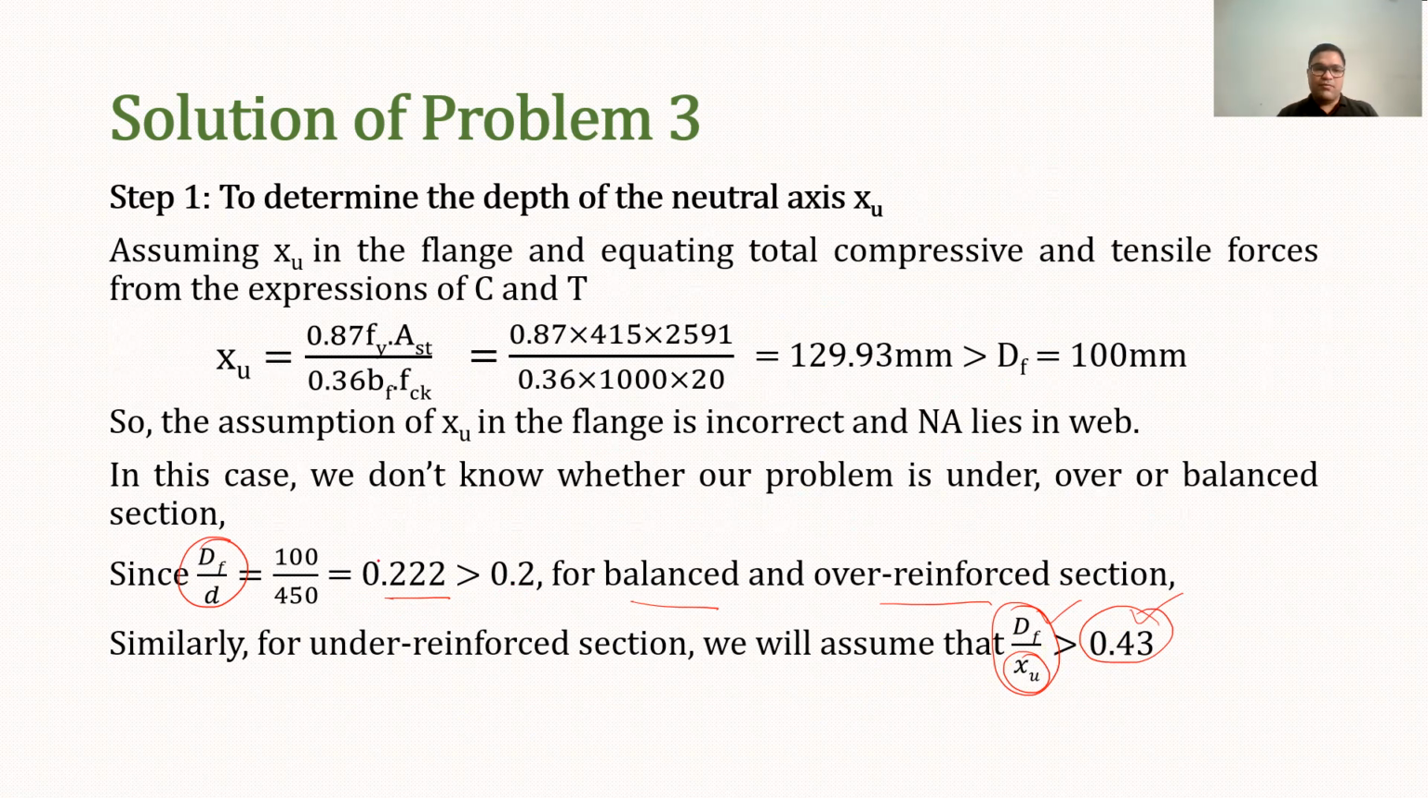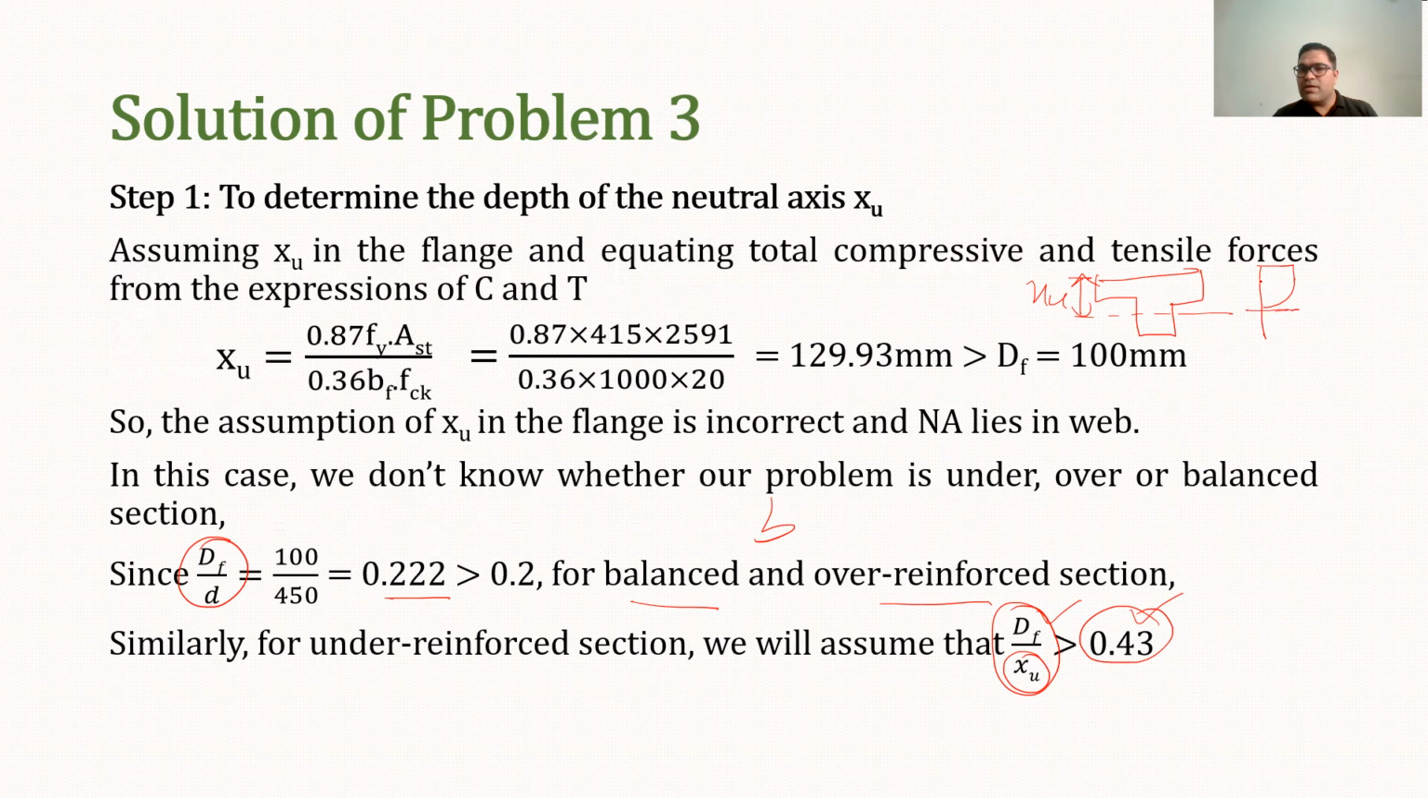Because if it belongs to the B part of case 2B, 3B or 4B, the common thing is the constant stress in the T beam. We now know that the NA will be lying in the web. So this is XU, and if we draw the stress diagram, for some part of the flange it will be constant and then it will be varying.